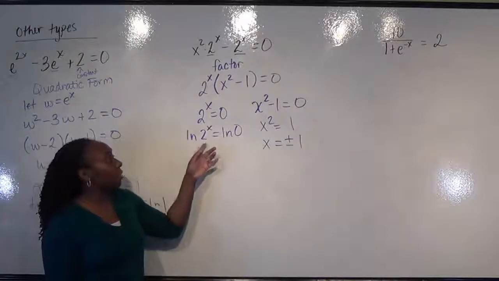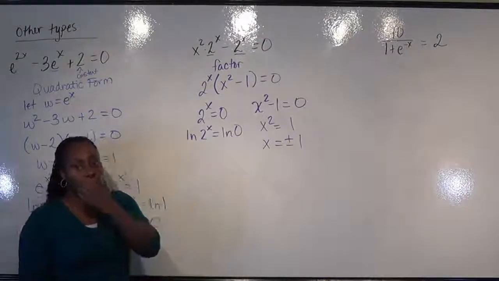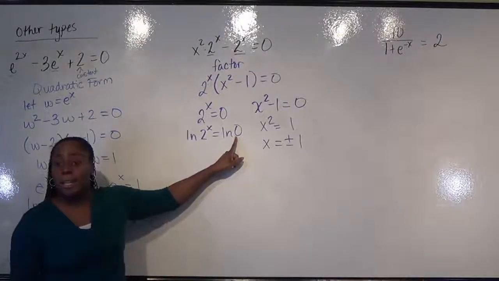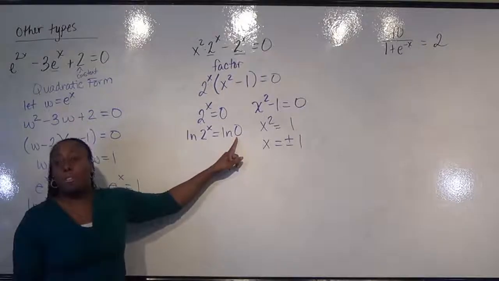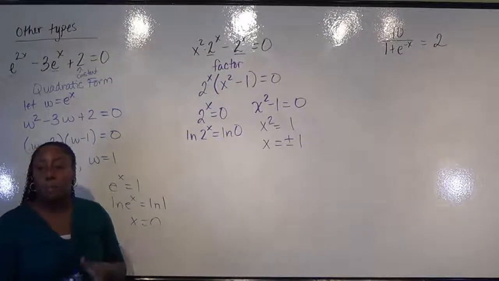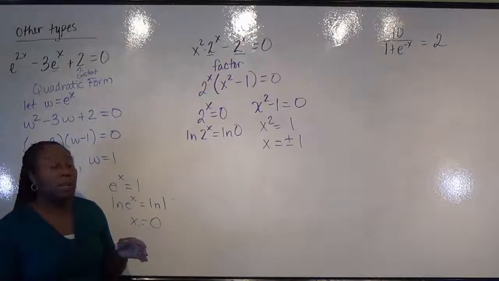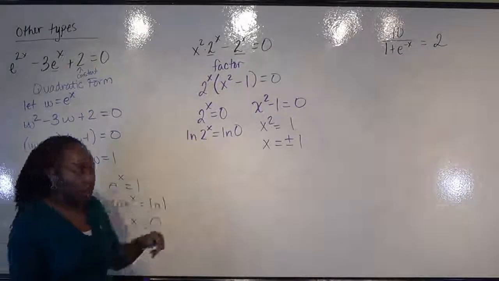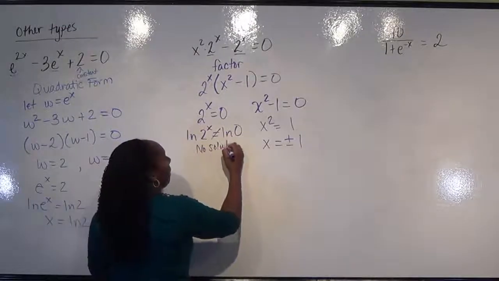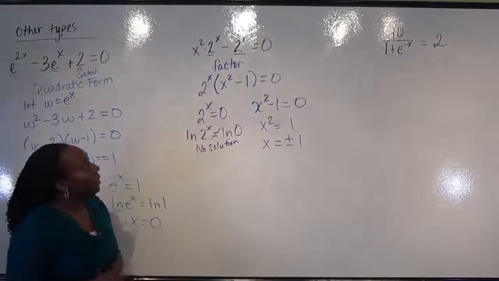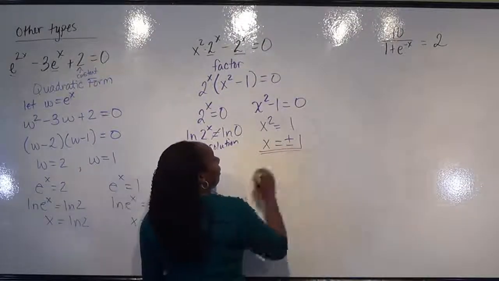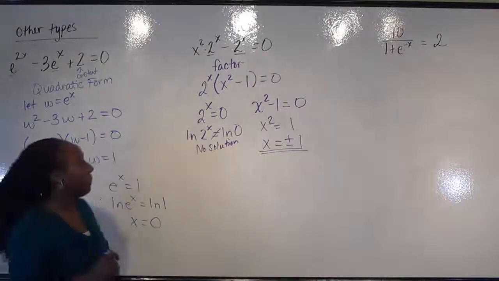And so you'll see here ln of 2^x equals ln of 0. If we try solving this and plug ln of 0 into a calculator, you get an error message. Remember that the domain of your natural log function is strictly positive, meaning it can't equal 0. So in this case, there's no solution for that part of it. For this one, the only solutions we have are x equals plus or minus 1.